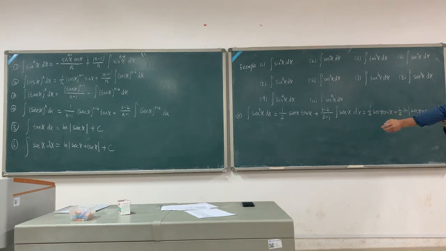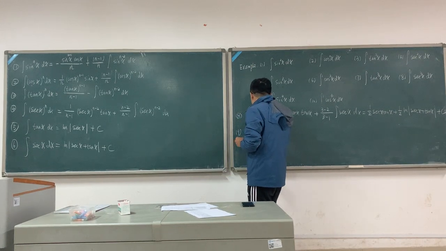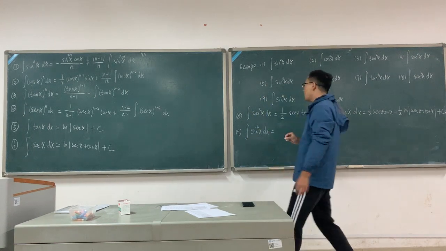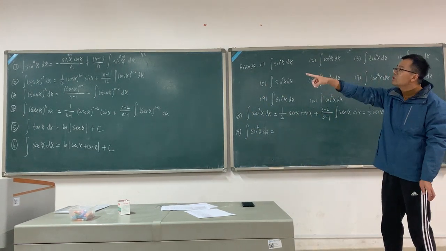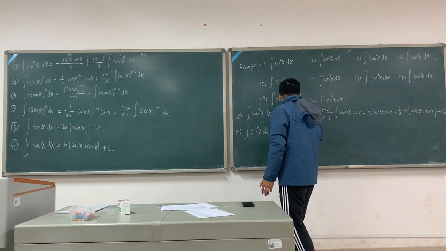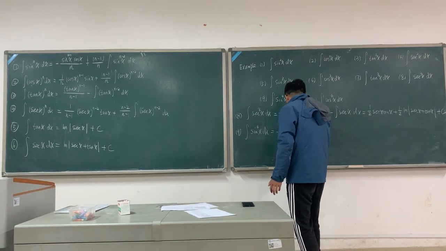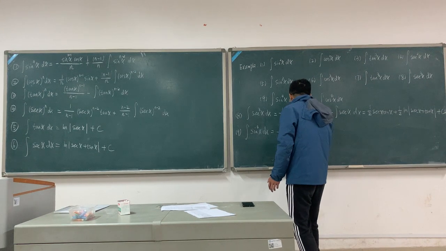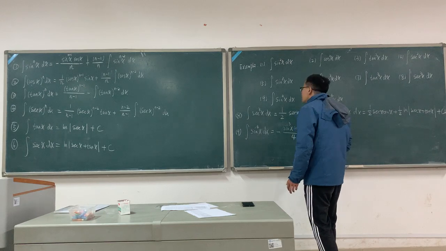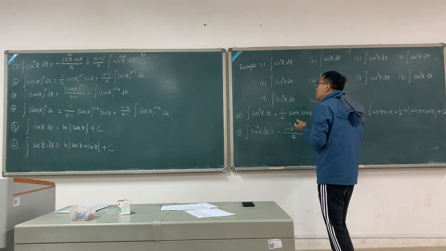For number 9, the antiderivative of sin x to the 4th power dx. We use the first formula. So it equals minus sin x cubed cosine x by 4, plus 4 minus 1 by 4, so 3 by 4, times the antiderivative of sin x squared dx.